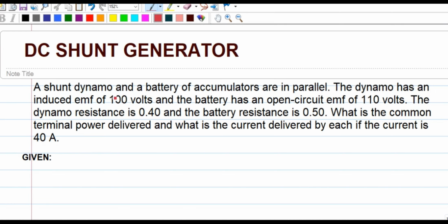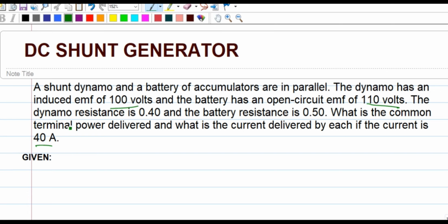For the generator example, a shunt dynamo and a battery of accumulators are in parallel. The dynamo has an induced EMF of 100 volts and the battery has an open circuit EMF of 110 volts. The dynamo resistance is 0.40 and the battery resistance is 0.50. What is the common terminal power delivered and what is the current delivered by each if the current is 40 amperes? So the current of 40 amperes is the load current.